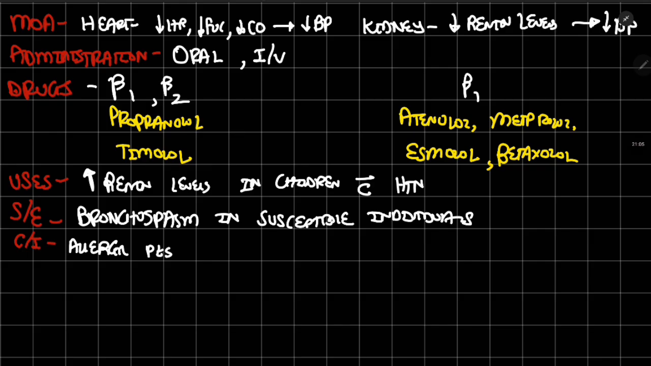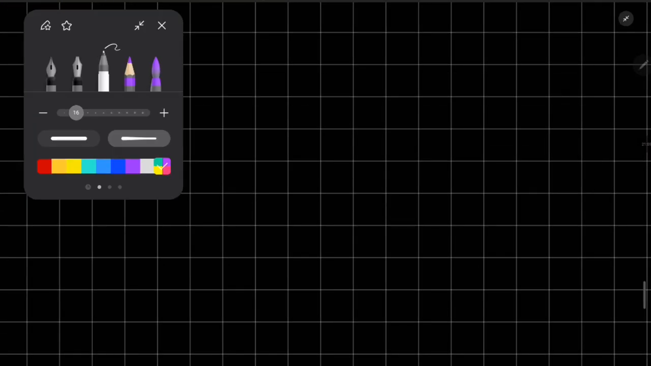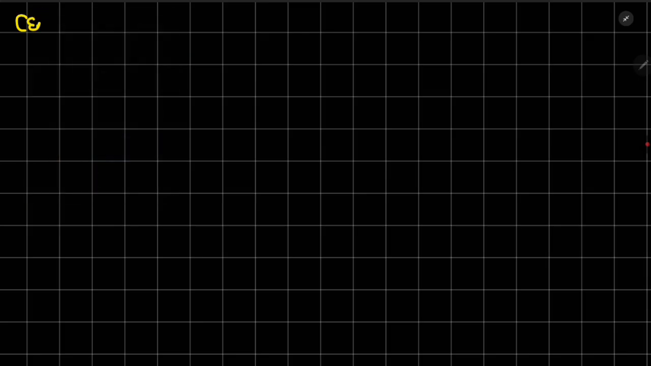Okay, now going to centrally acting drugs. Centrally acting means it crosses the blood-brain barrier. They are more lipid soluble, and we should give a transdermal patch for sustained use.